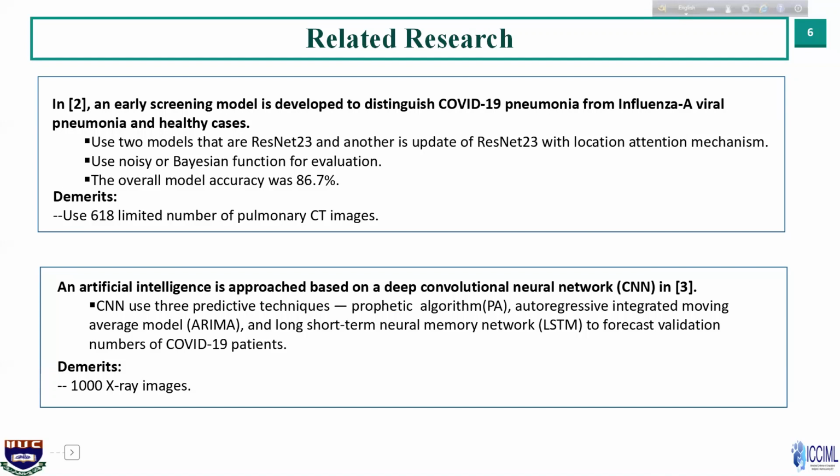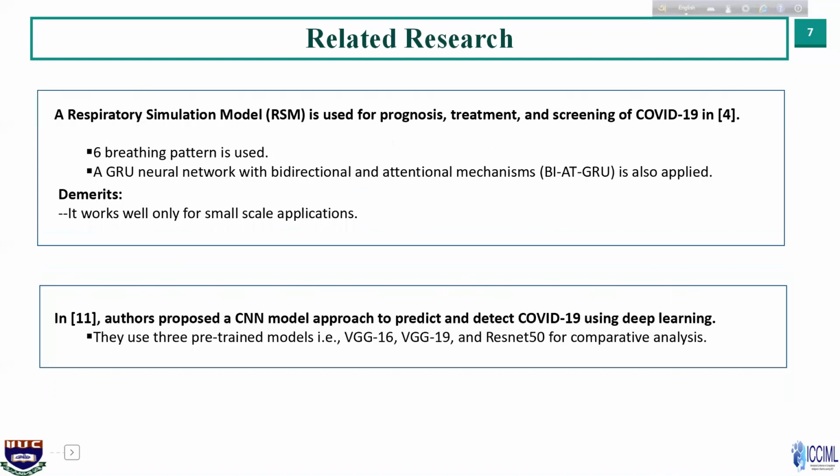An artificial intelligence approach based on a deep convolutional neural network is presented by some authors in reference 3. CNN is used with 3 predictive techniques. They use 1,000 X-ray images. In another work, a respiratory simulation model is used for prognosis, treatment, and screening of COVID-19. They use 6 breathing patterns. A GRU neural network with bidirectional and attentional mechanism is also applied. The demerit of their work is that it actually works well only for small scale applications.